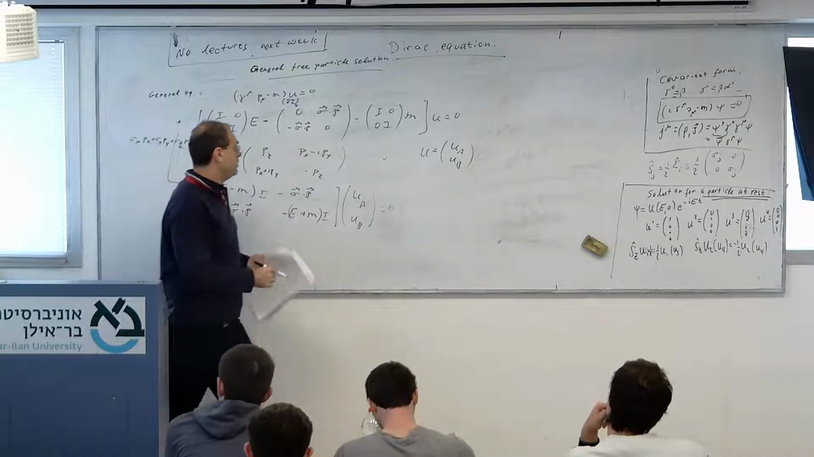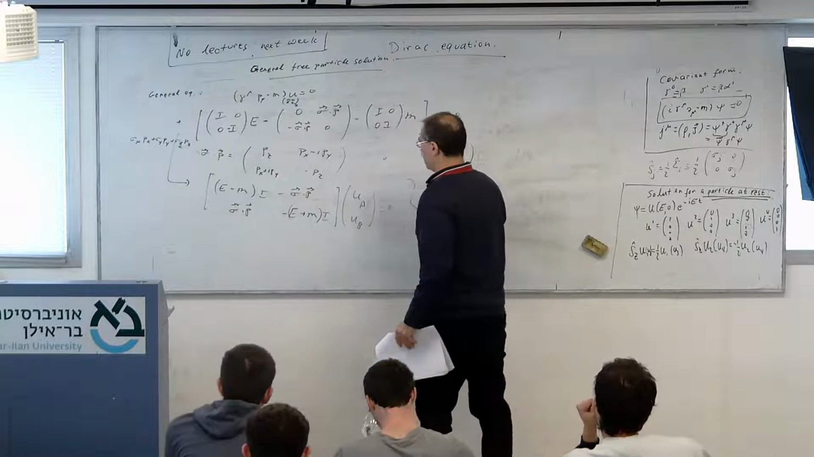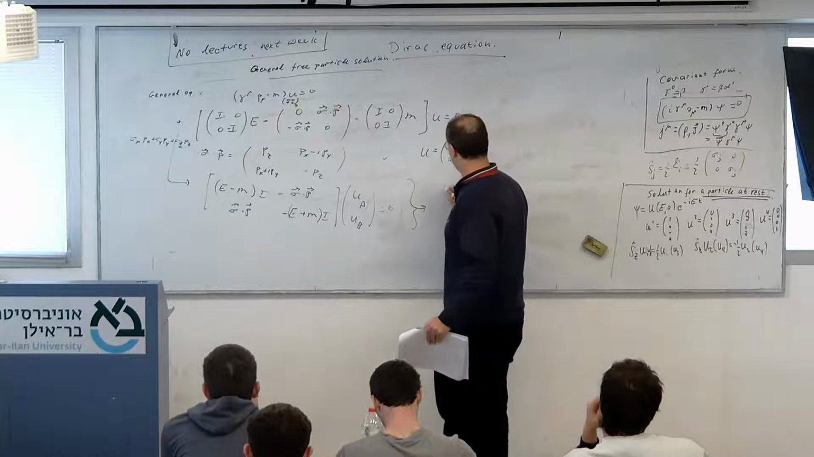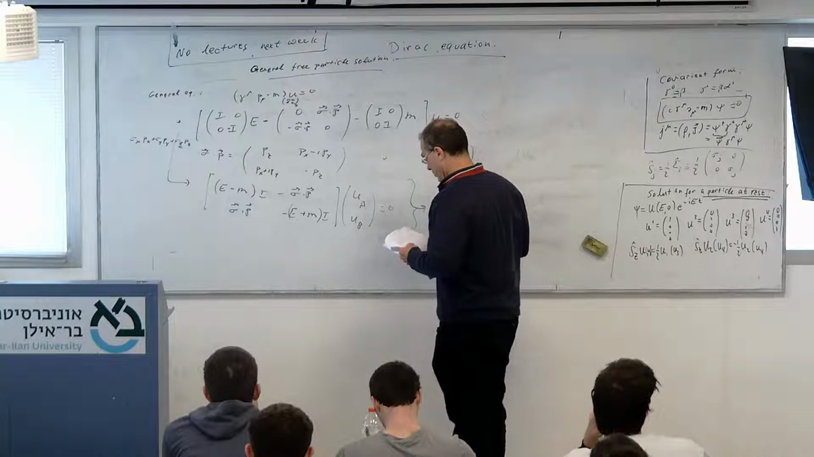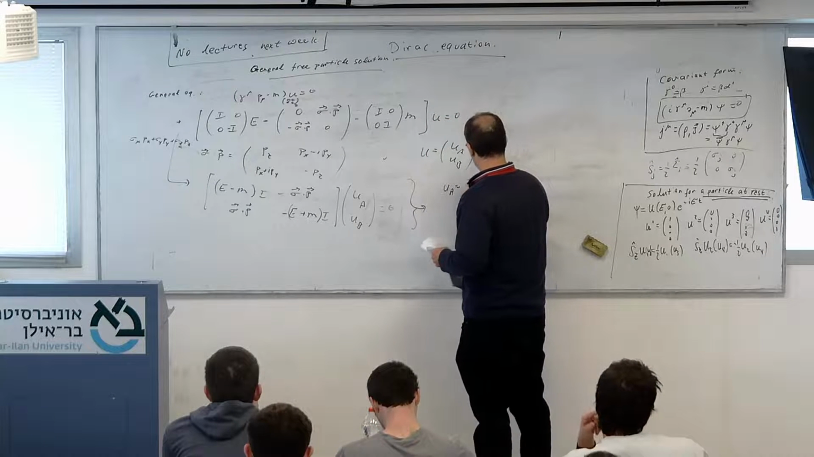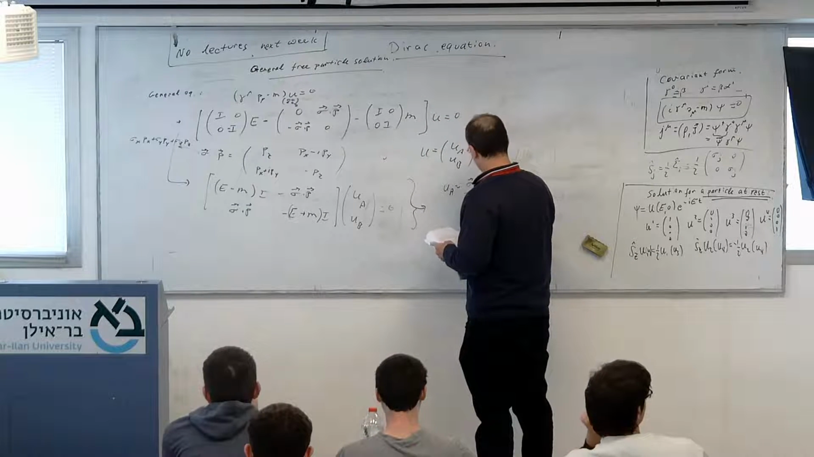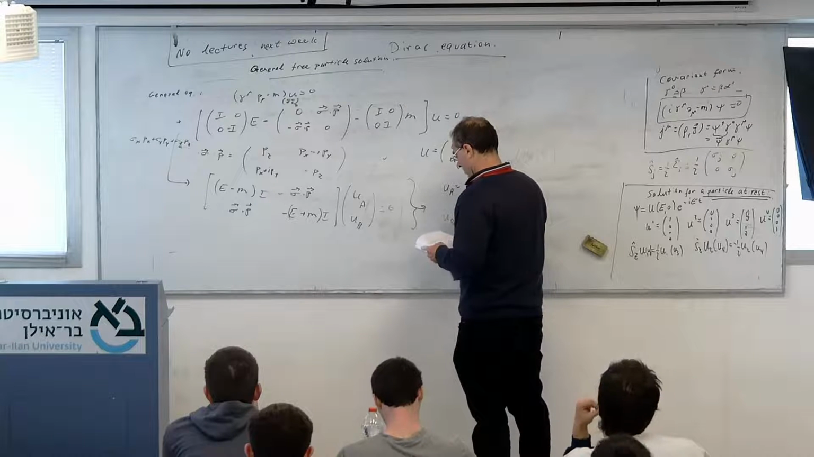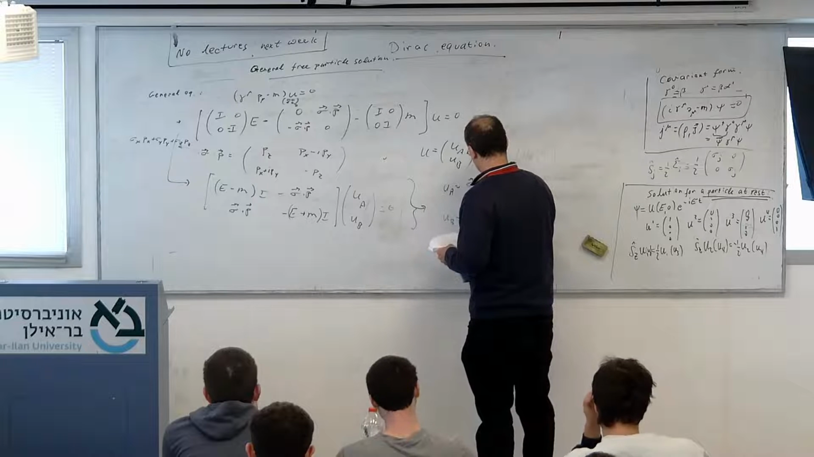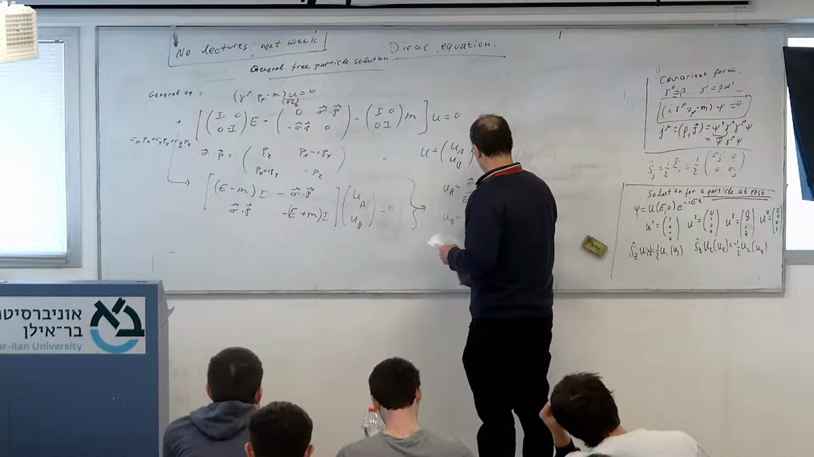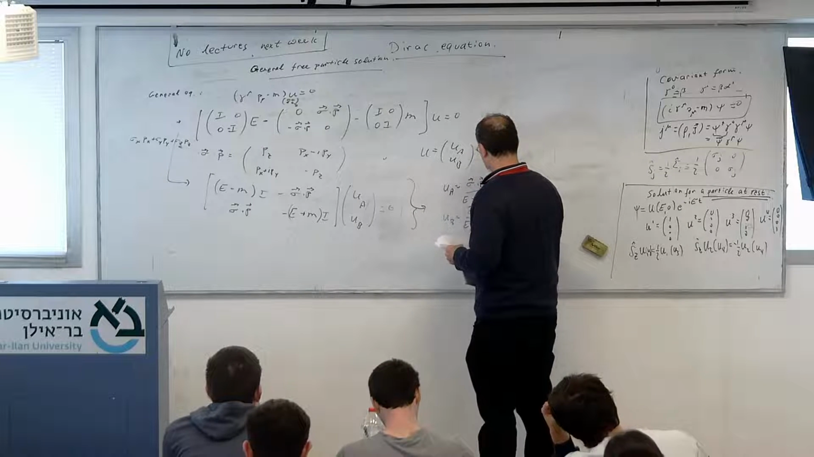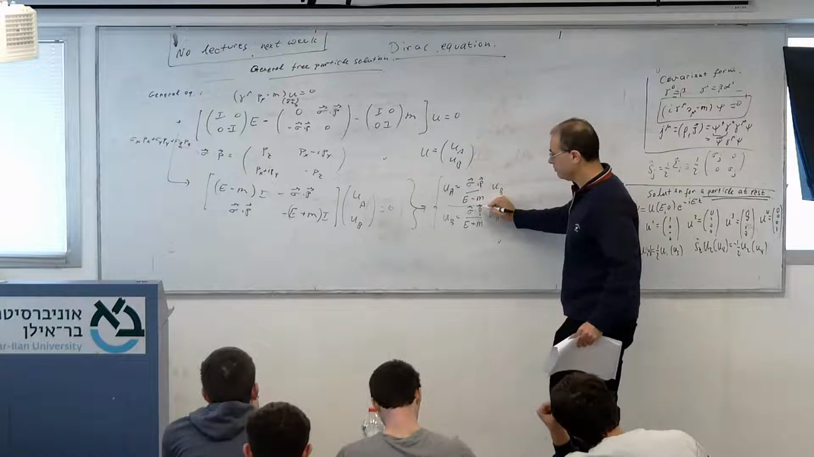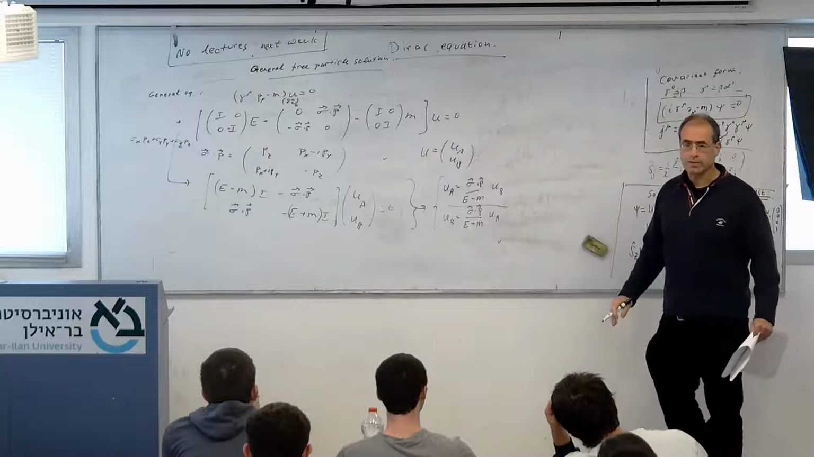So if you write these, you get coupled equations for UA and UB, which will be UA is sigma dot p over E minus m UB, and UB is sigma dot p over E plus m UA, just by substituting.